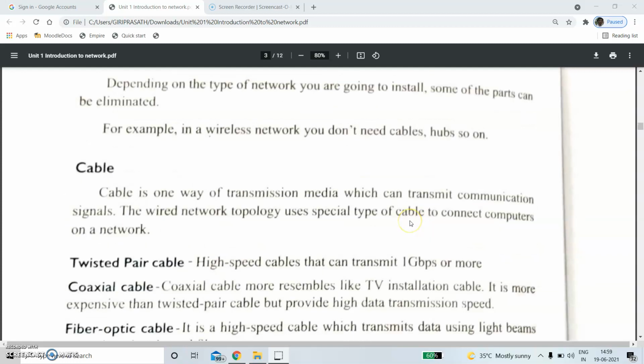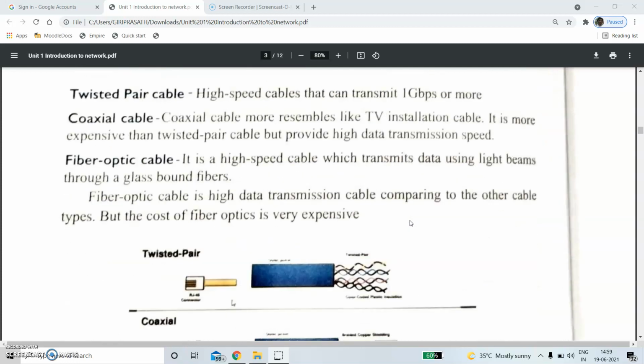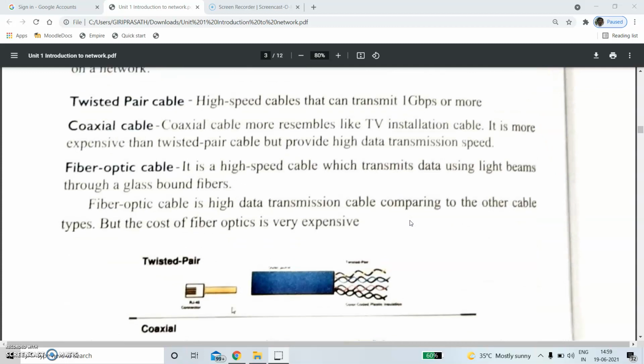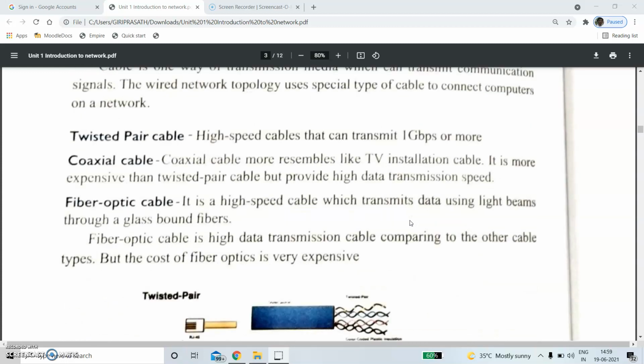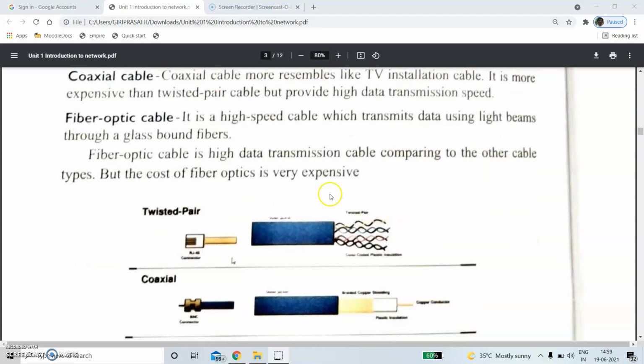Among all the other cables, which one is very fast? Fiber optic cable. Which one transmits the data at a very fast rate? Fiber optic cables only. They are giving the pictures of cables. This is an example of twisted pair cables. See here, the wires are twisted one over the other, isn't it? Over those wires, they are insulated. The wires are insulated in plastic material.